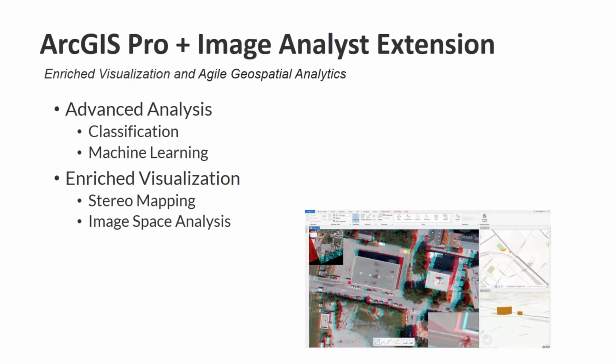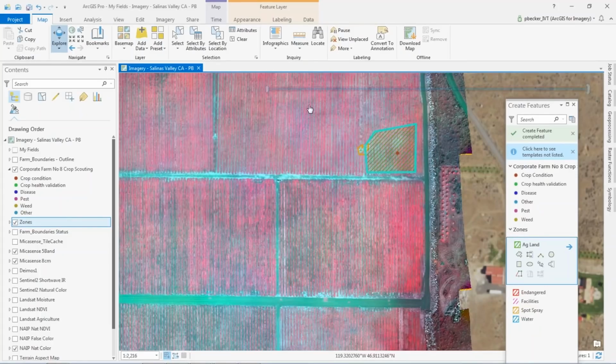What that means is that we can, within ArcGIS Pro, do things like advanced image analysis, classification, machine learning. Those applications are all actually built into ArcGIS Pro with the Image Analyst extension, as well as visualizations such as stereo display and image space analysis, which allows us to really look at images in their native and unprojected form. So Pro has a lot of capabilities, and those are just really available.